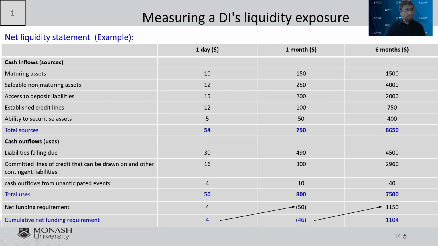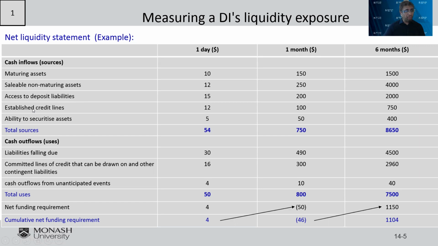This is the sellable. What we call a sellable means that when you sell your assets, if you decide to sell them, how much they will give you. And then you have access to deposit liabilities, whether you can actually take deposits, the deposits that will be deposited in your account, either from retail depositors or from the interbank, from other banks.